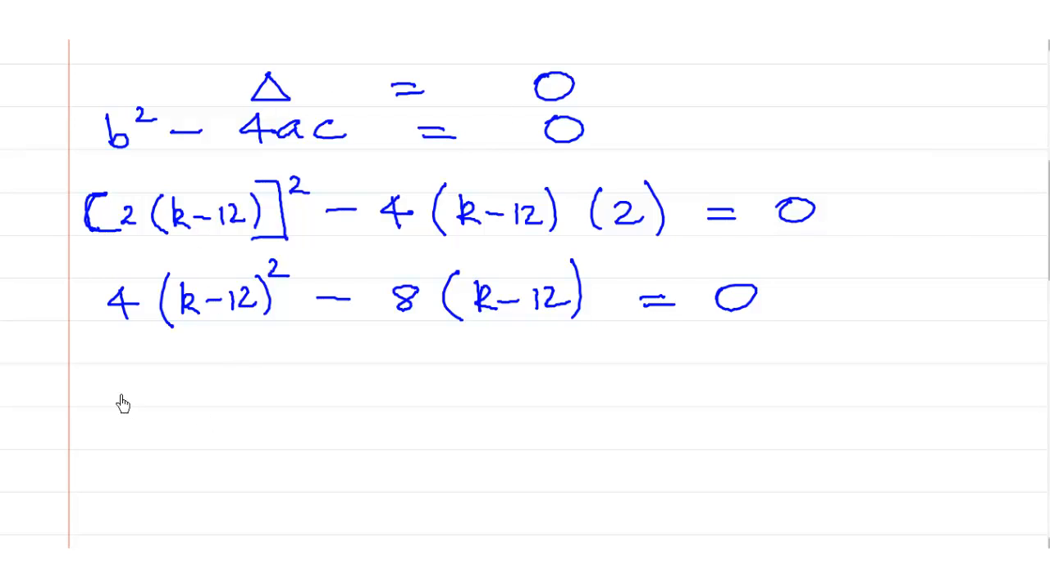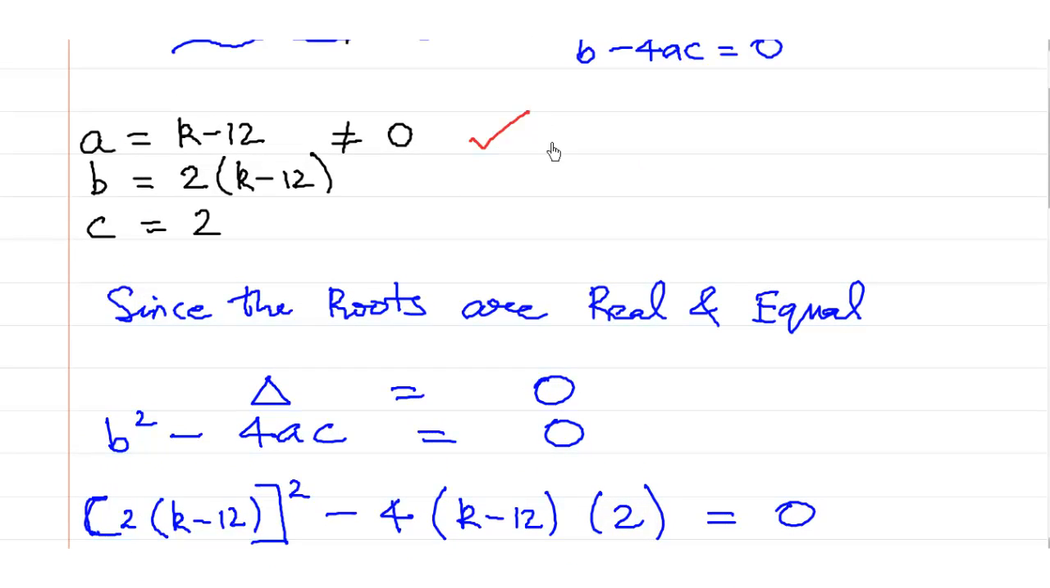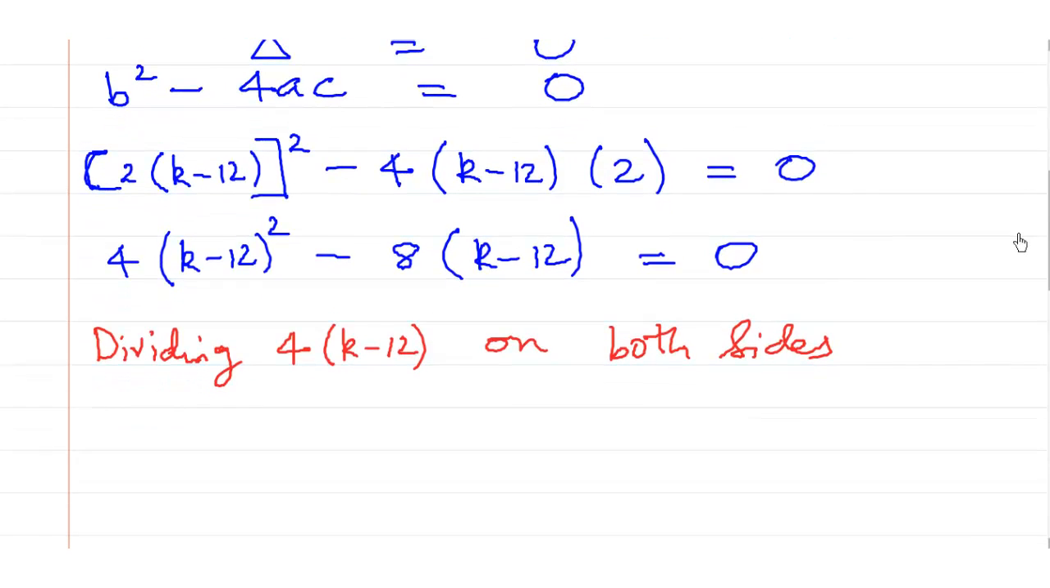Now we shall divide something on both sides. Let us see what shall we divide. We can see that this term and this term have 4 and 8, so the HCF is 4. Both of them can be divided by 4. So we can divide 4 on both sides. And both of them also have k minus 12. So we can also divide k minus 12, but on the condition that k minus 12 cannot be 0. We cannot divide a 0 on both sides. So we have already stated this above, that k minus 12 is not equal to 0. So since it is not equal to 0, we can divide k minus 12 on both sides.